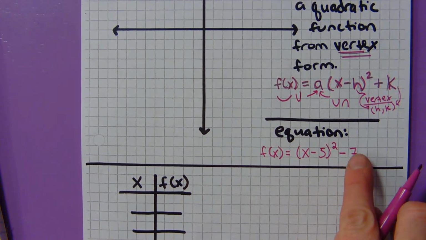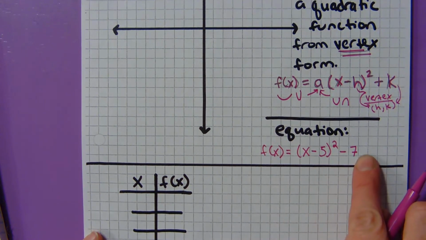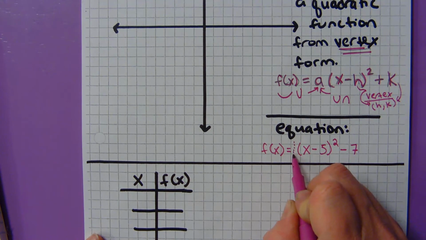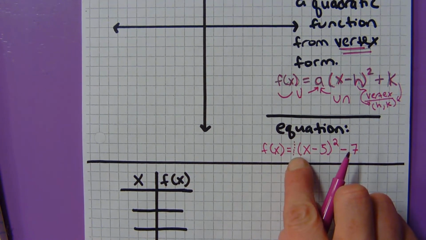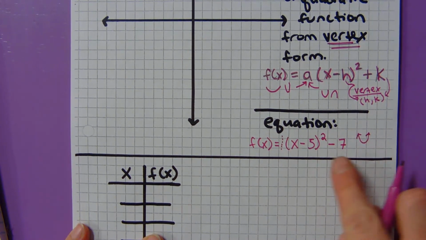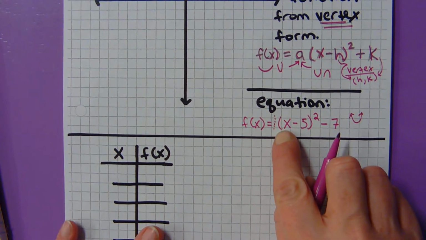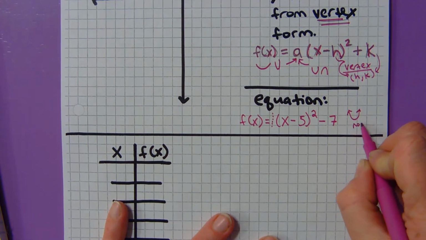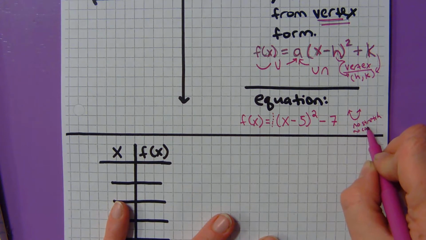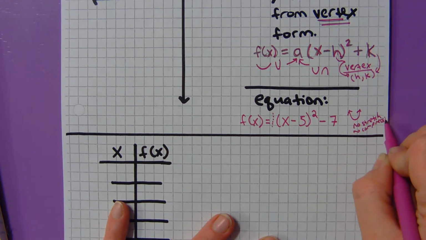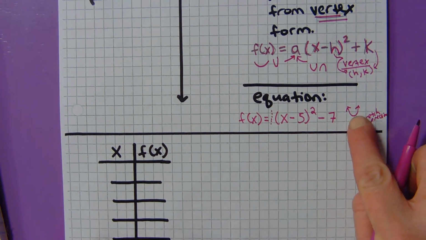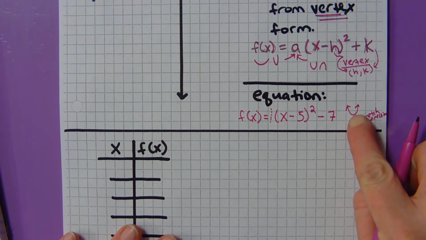And so I know just by looking at this, a lot of information. I know my a value, there's nothing there, so I know that it's a 1, so that's a positive. So I know that it opens up like that. And if it's 1, then there's no stretch or compression. So no stretch, no compression. Oh, I can barely fit it on there. So it's just like x squared is. It's just going to have the vertex moved around.